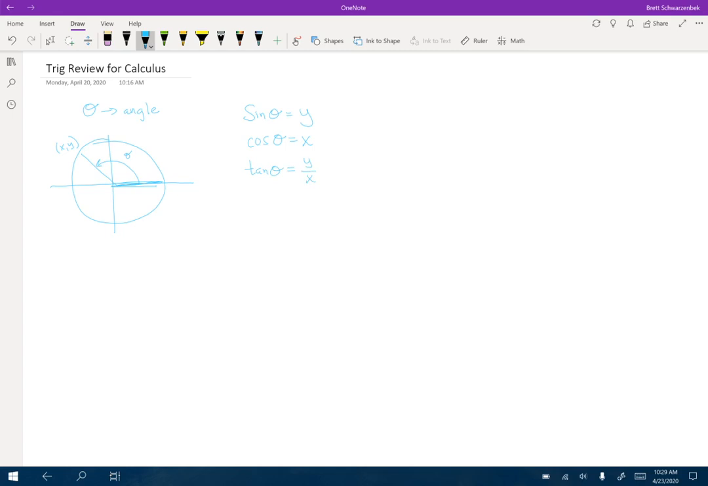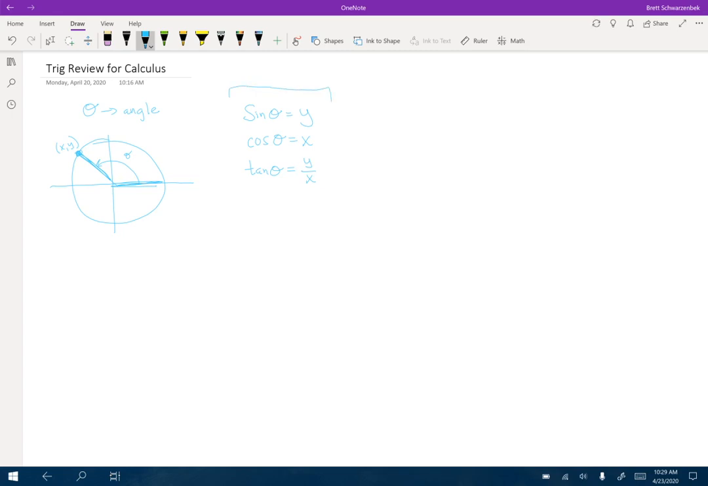Okay, so what does that mean exactly? You're going to rotate to a certain radian value, and then on the unit circle there's going to be a coordinate. That coordinate is x comma y, and these formulas are utilizing these variables to figure that out.